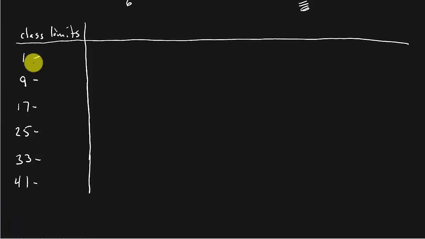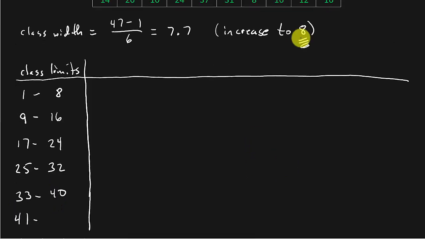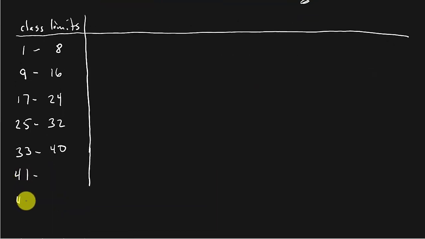But look, this is what you do. This first interval is going to go from 1 to, well, this is 9, so this is going to go 1 to 8. This is going to go 9 to 16. See, we're just doing one less than the next lower limit. And then this is going to go to 24, 32, 40. And now the next one, if we took the 8 plus the 41, that would be 49, so that tells us this would be 48. All right. And there's your intervals.